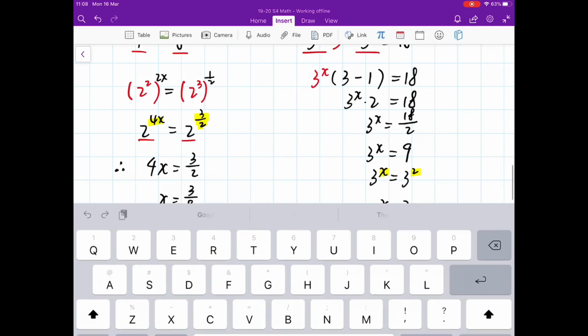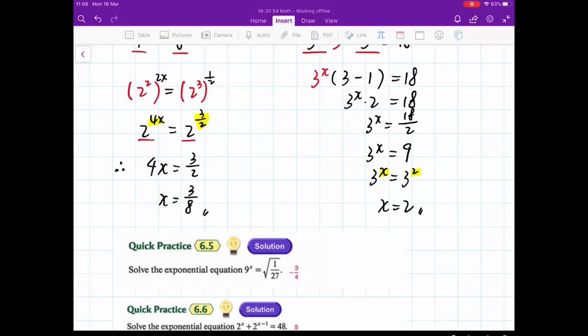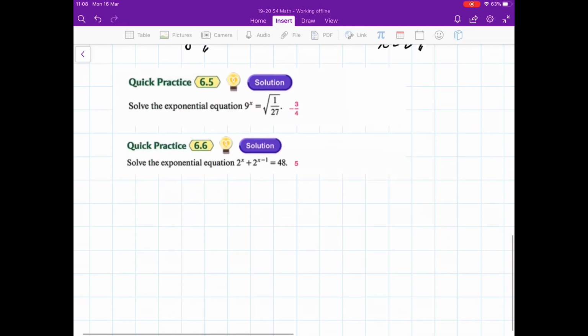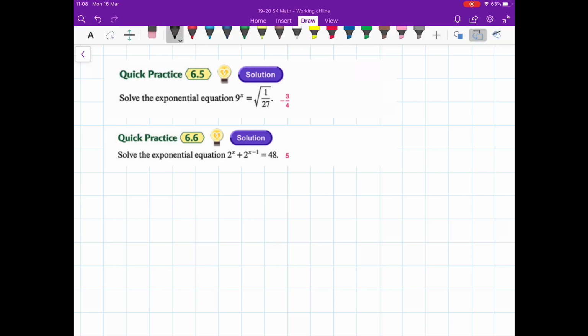Okay, so now please help me to finish 2 classwork. Okay, that is quick practice 6.5 and quick practice 6.6. And for today's homework, that is exercise 6b, question 1 to 15, with the odd number only.